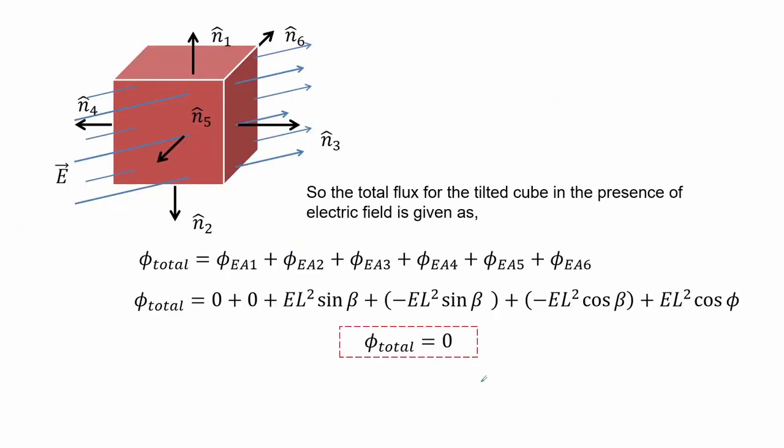So the total flux for the tilted cube in the presence of an electric field is the sum of the individual flux from each face, and we see that it sums up to 0. The closed surface demonstrates that in the absence of a charge inside it, it will have a total electric flux equal to 0.